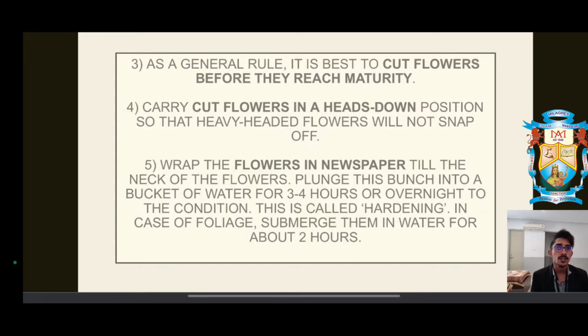The third point is it is best to cut the flowers before they reach maturity. So before the flower reaches its prime age, maybe when it is in the young stage, we have to do the pruning process. Next is to carry cut flowers in a head down position.